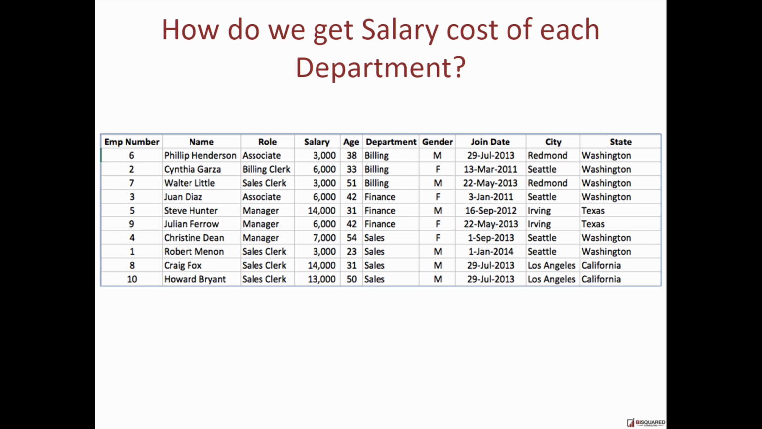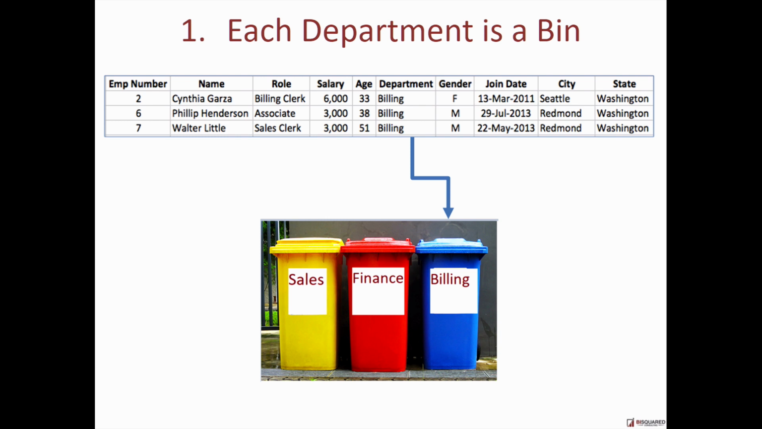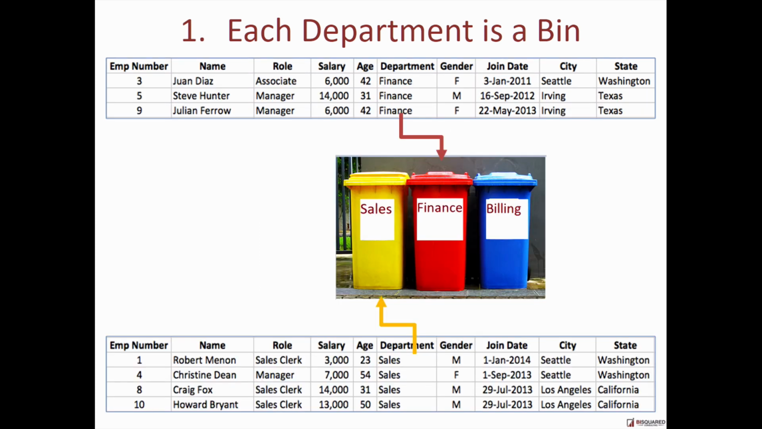Here is a simple employee master, just 10 records. They are sorted by department, 3 records in billing, 3 in finance and 4 in sales. The idea is to help you visualize what's really going on. The first step that the database does is it lists each individual value. So it ends up with 3 recycle bins, sales, finance and billing. And then it takes each of these rows and tries to put them in the appropriate bin. Here the 3 records in billing go into the billing bin, and the same thing happens with finance, 3 rows, and then sales, 4 rows.